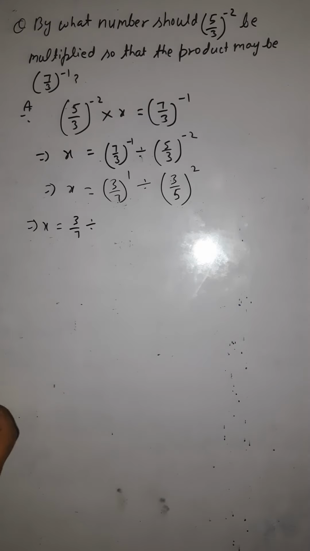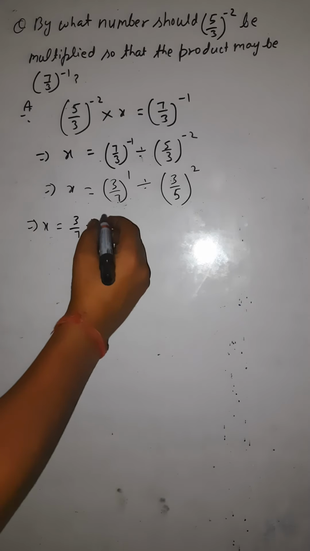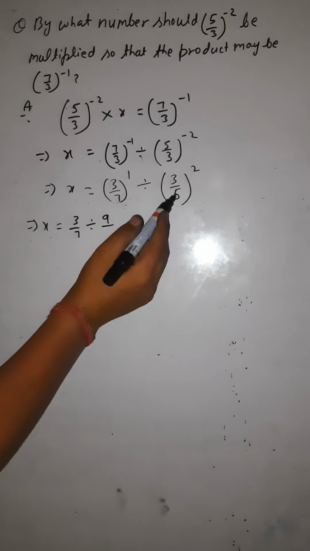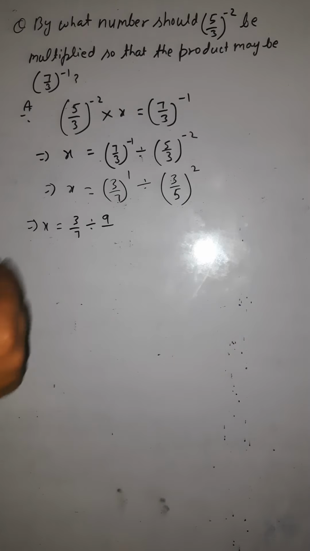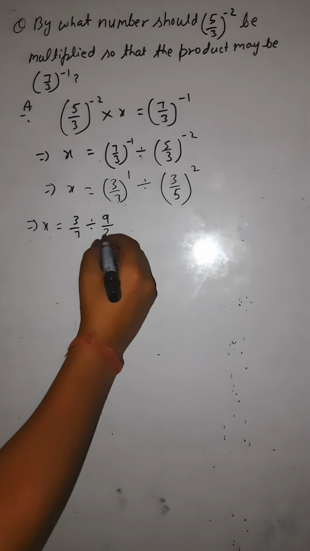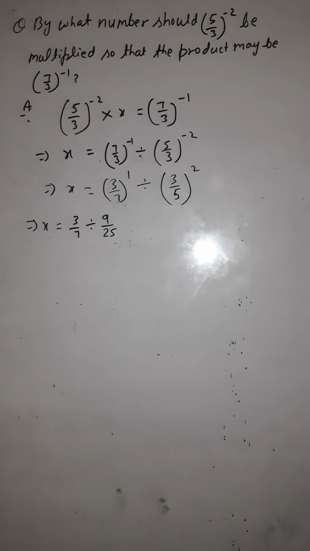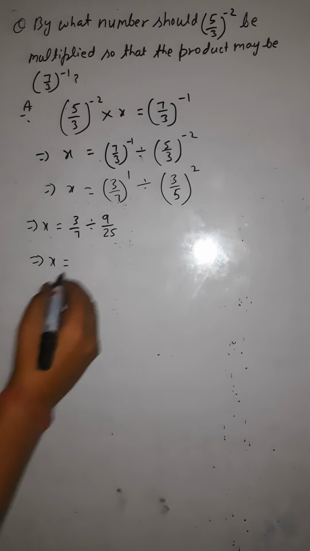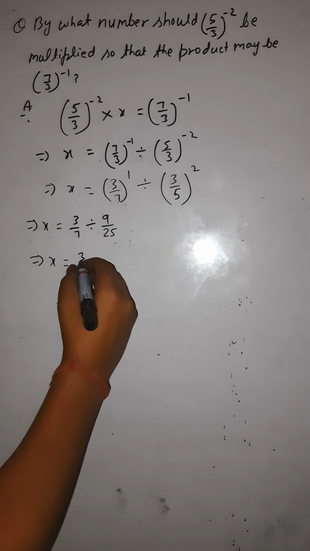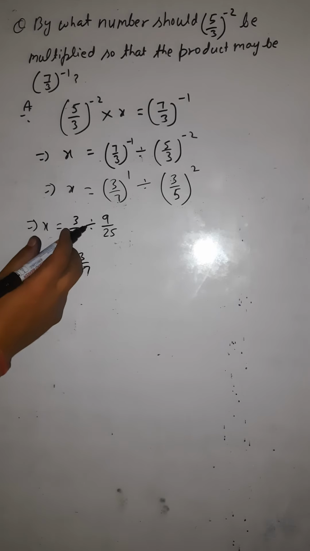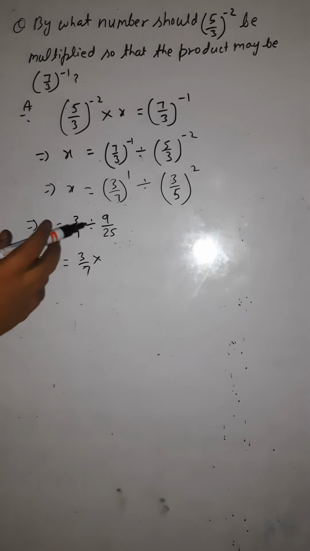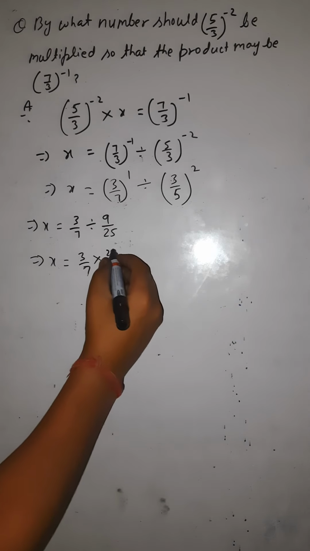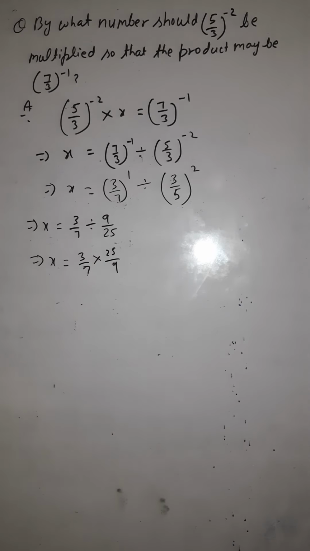So how much would it be? 3 multiply 3, it would be 9. Similarly, 5 also you have to write 2 times, 5 multiply 5, so it would be 25. Getting? Now you have to find the value of x from here. So for that purpose you have to change this division into multiplication, and this would be reversed. You can write it as 25 by 9.